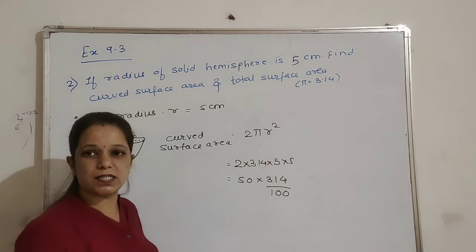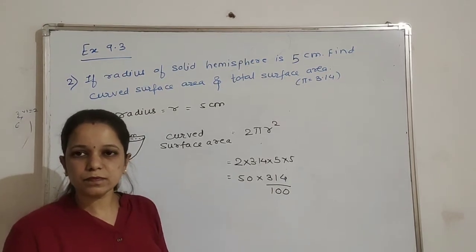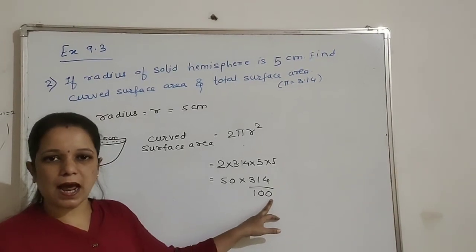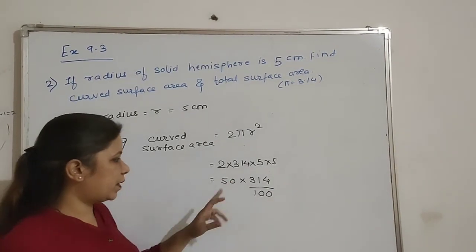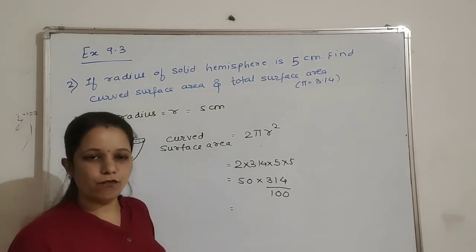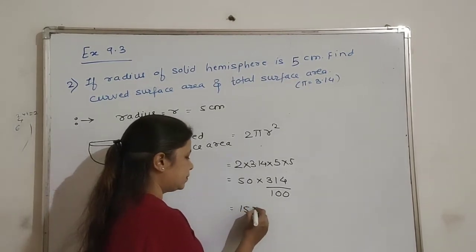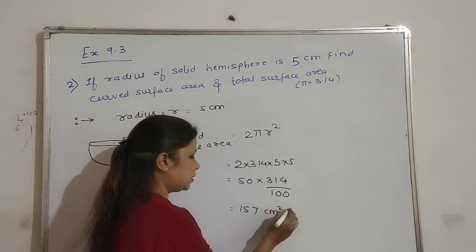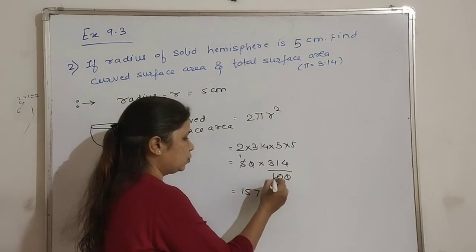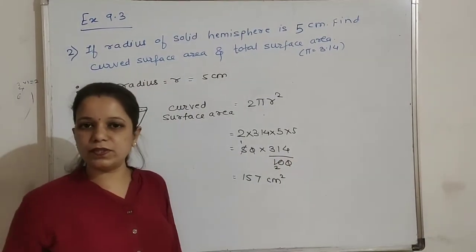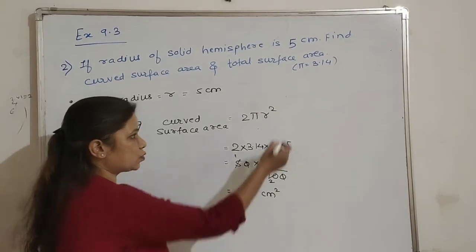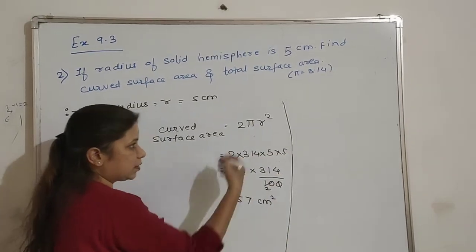We have removed the decimal points by converting it into zeros in the denominator, and after you perform this calculation you will get the answer as 157 centimeter square. Calculation is very simple. You have to take just half of 314 and it is 157 centimeter square. Now we will just go to the other side.